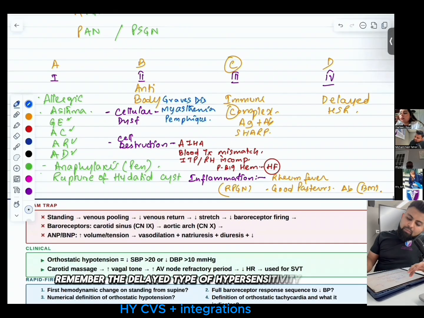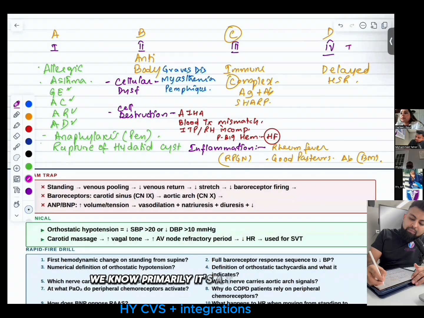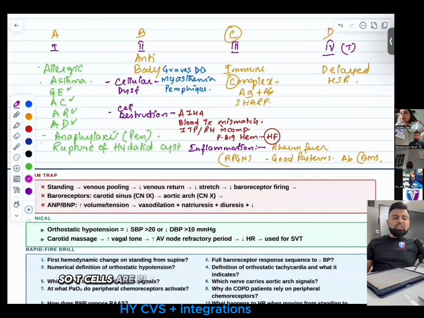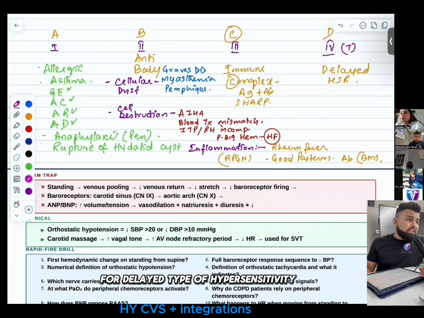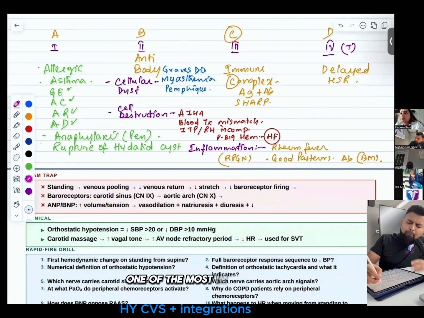Remember, the delayed type of hypersensitivity is very, very easy. Why? Because we know it's primarily T cell mediated. So T cells are playing a very important role in this. For delayed type of hypersensitivity, there are many different examples. One of the most important, and you may be tested in Step 1, Step 2, Step 3, right? And that is too important.